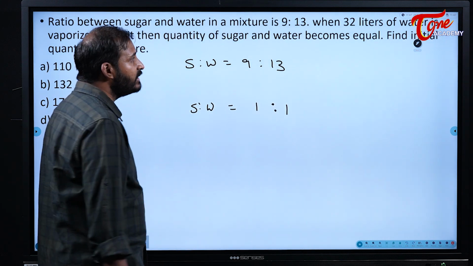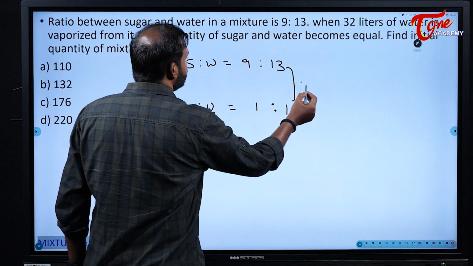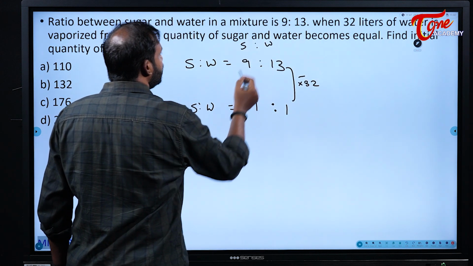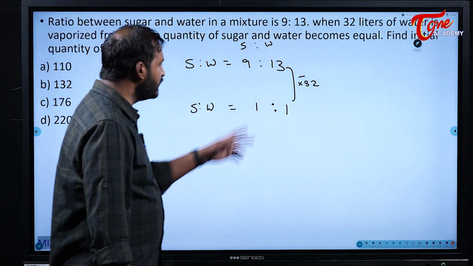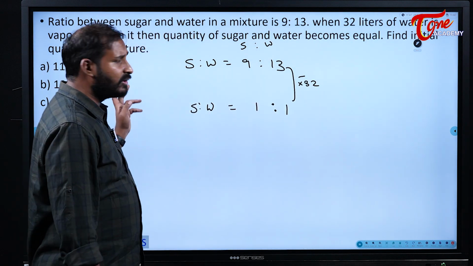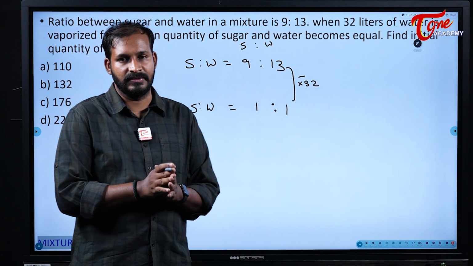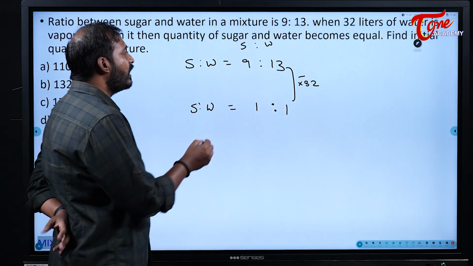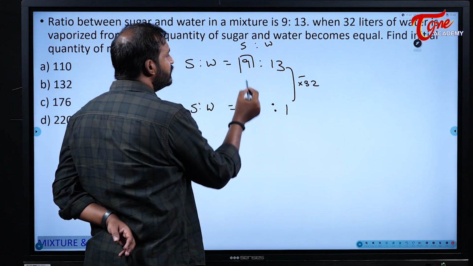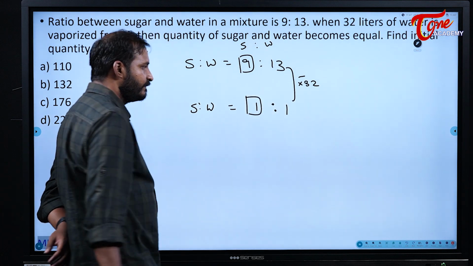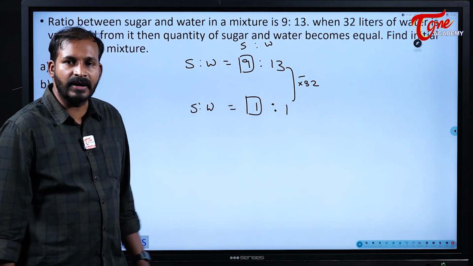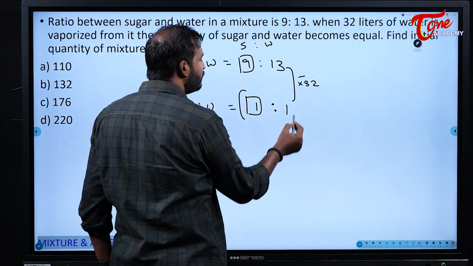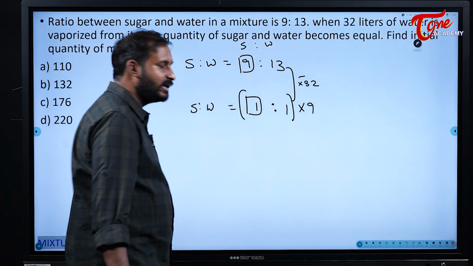This happened when 32 liters of water got evaporated. What about the sugar quantity? Sugar quantity remains the same. Remember, the sugar quantity remains the same. So, I will equalize these two quantities. Here it is 9 parts and here it is 1 part, right? So, try to equalize these two. How can I equalize? I can multiply this with 9.